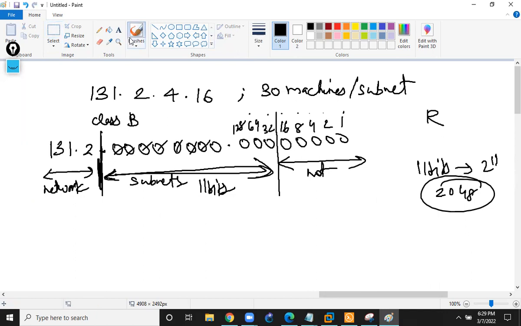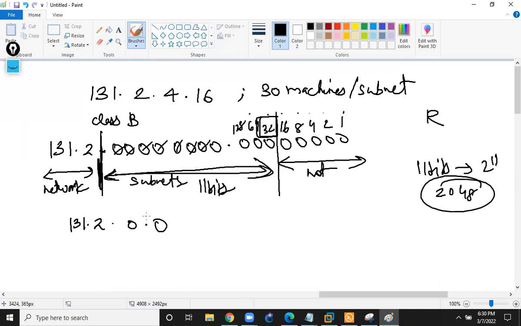Here the block size is 32. I've drawn a line, and to the left side of the line you have a value called block size, which is 32. What you're going to do is find out the first address and keep on adding the block size. So what is the first address here? The first address is 131.2.0.0.